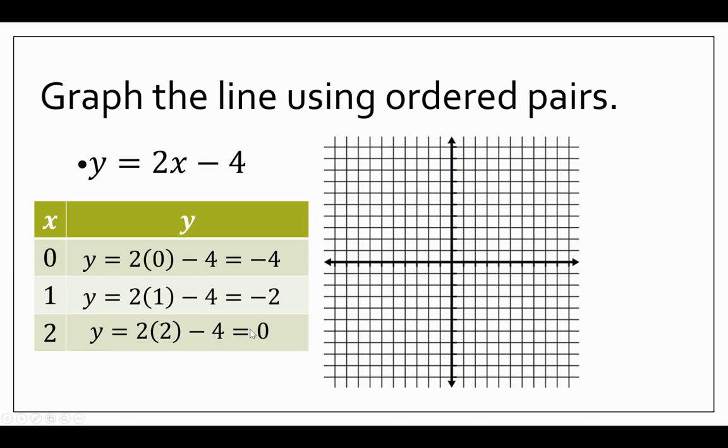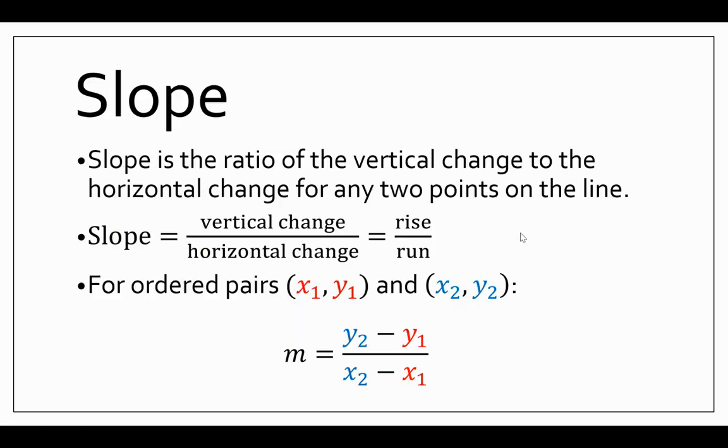We will then plot those points. First point being 0, -4, then 1, -2, then 2, 0. And you can see these three dots will eventually form a line. We'll connect those dots to finish that line off. So this is the general method we're using for graphing these linear equations.